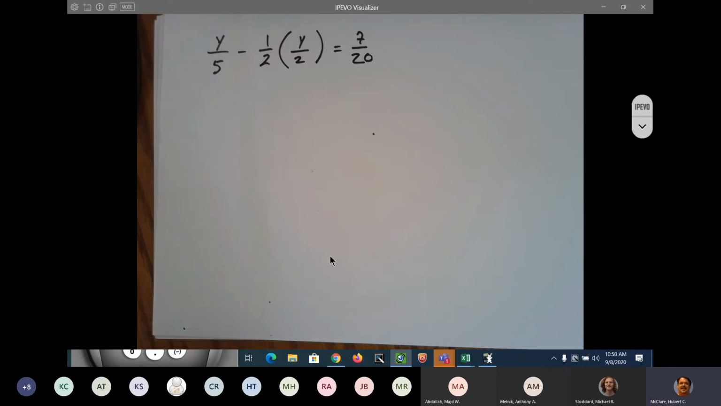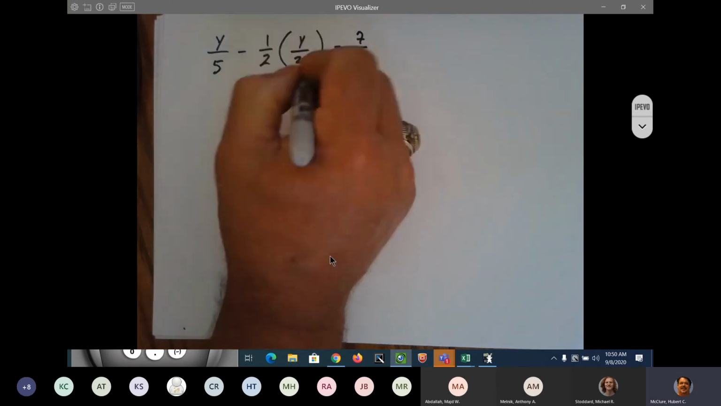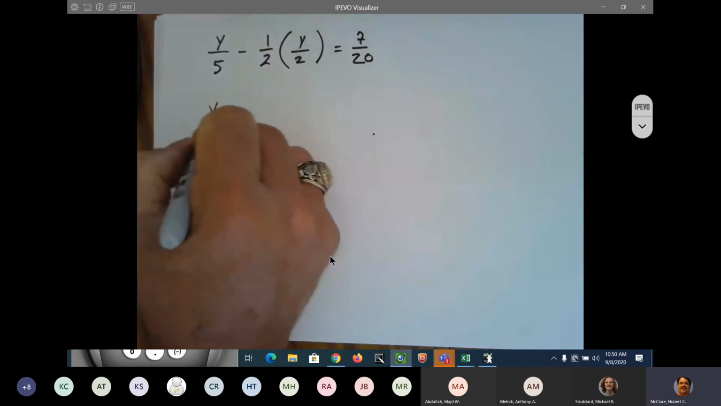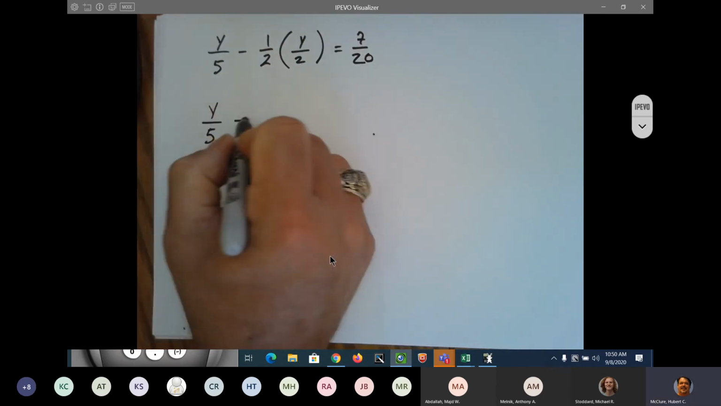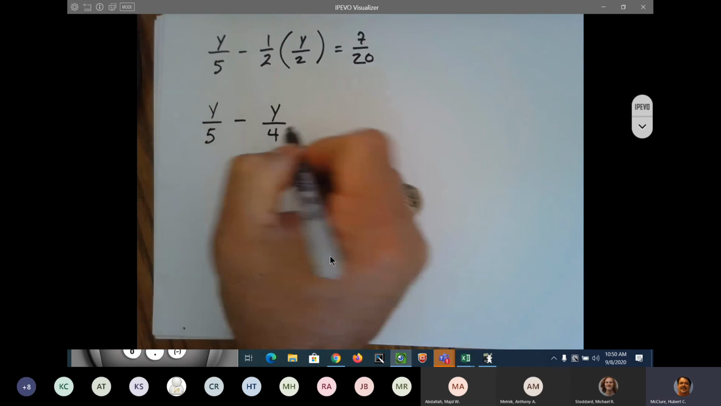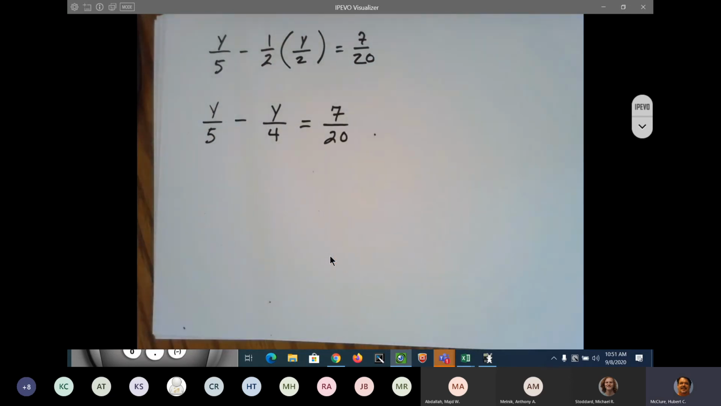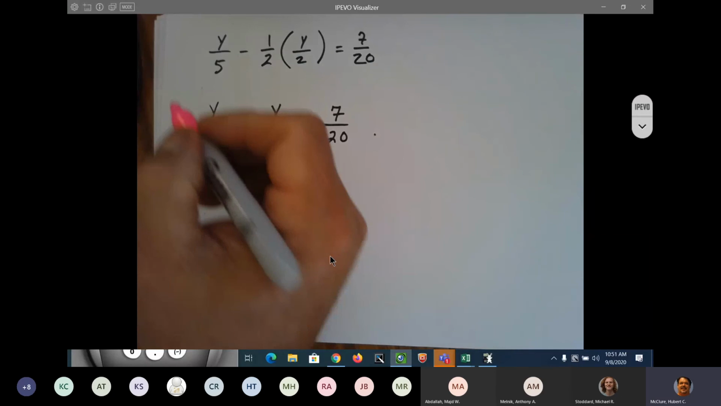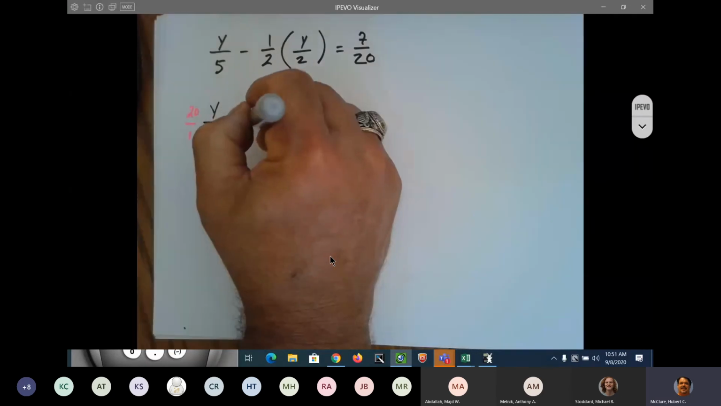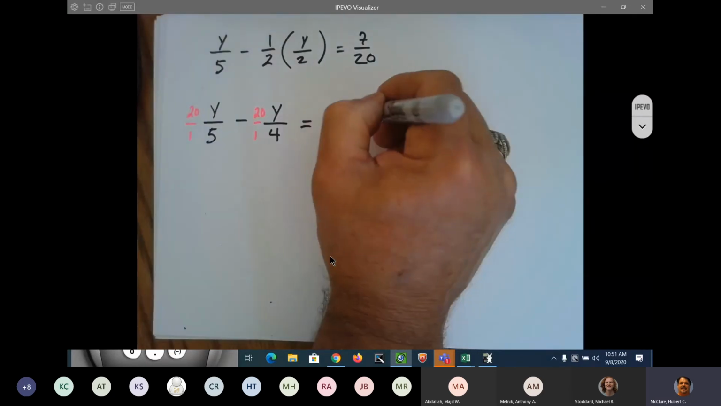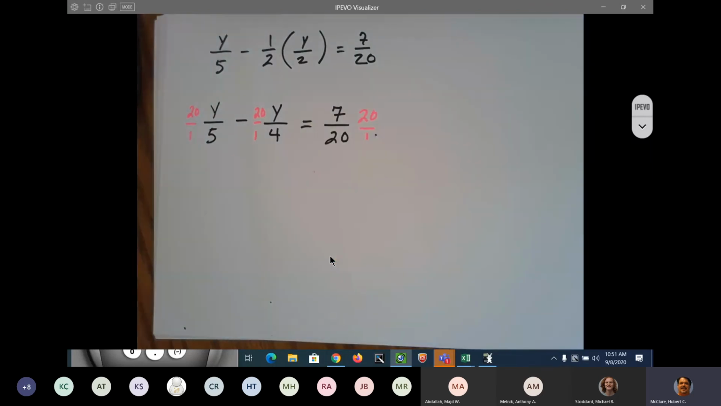First thing I would do is simplify this middle section. So that's going to be y over 5 minus y over 4 equals 7 over 20. Now you got something you can work with. Multiply through by 20. So I'm going to put a 20 over 1 here, a 20 over 1 here, and a 20 over 1 here. I just skipped a step. Multiply through by 20.